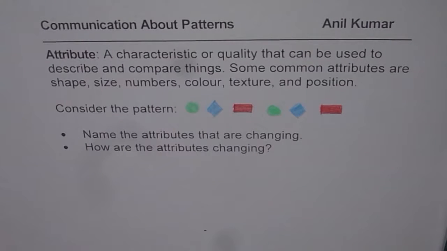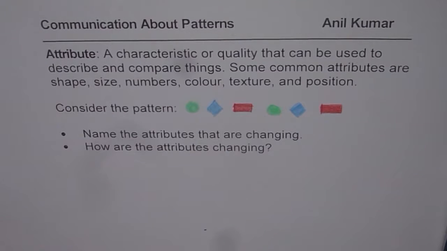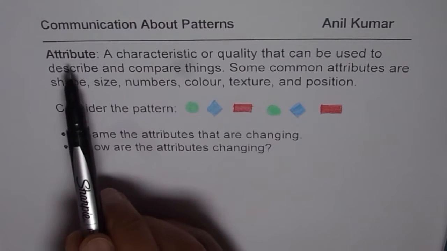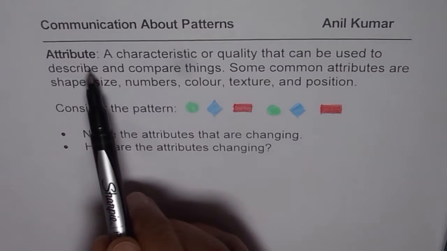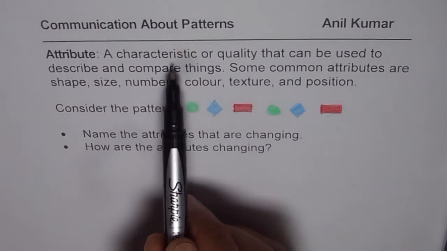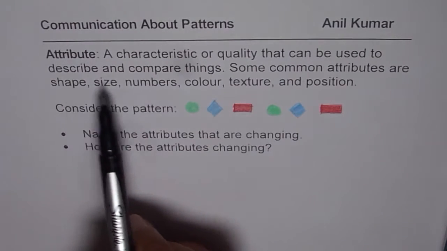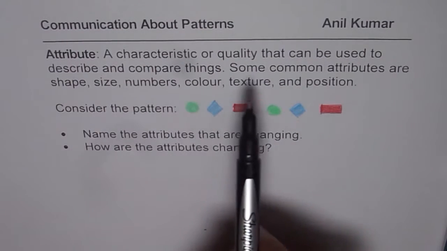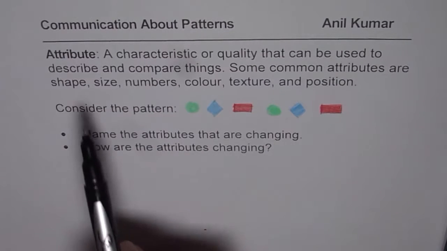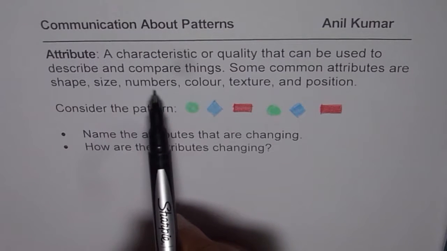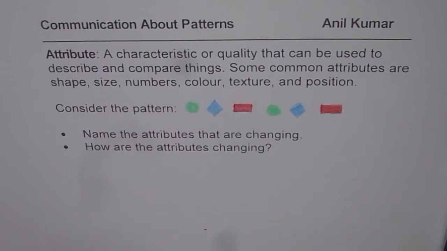I'm Anil Kumar, and in this video we will try to understand how to communicate about patterns. One important term to be used for communication is attribute. What is the meaning of attribute? Attribute is a characteristic or quality that can be used to describe and compare things. Some common attributes are shape, size, numbers, color, texture, and position.